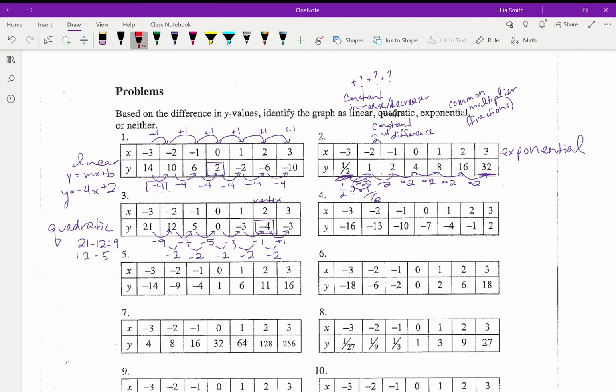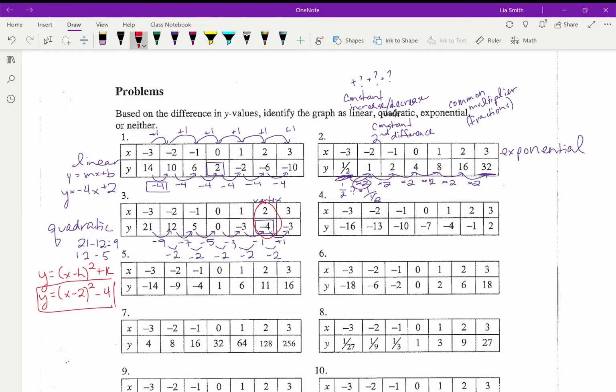I'm going to switch colors so it doesn't blend too much. So remember the general equation is y equals, and then you would do x minus h squared plus k, and we already know that that point right there is our vertex. So y equals, h, 2 would be h. So minus 2 squared plus, oops, it's a negative 4. So it wouldn't be plus k, it would be minus k.